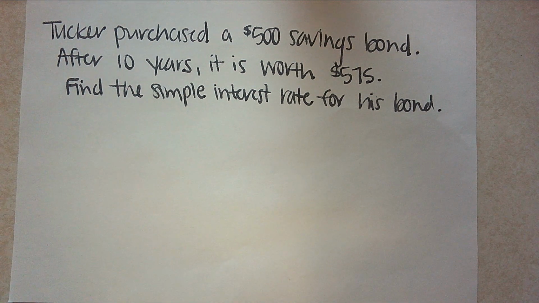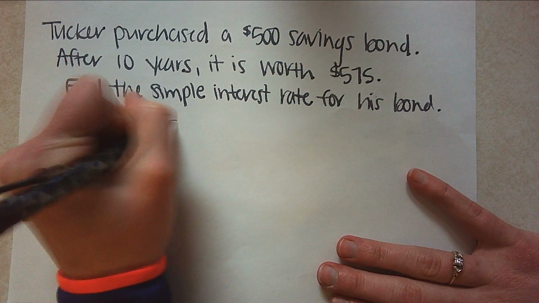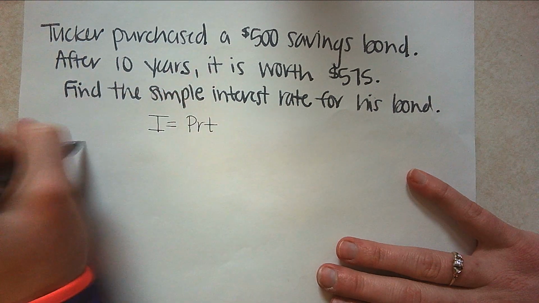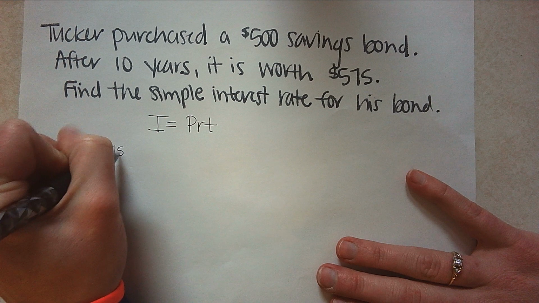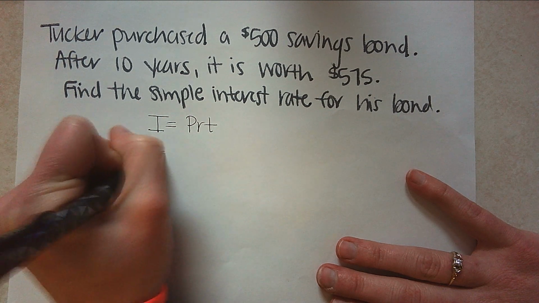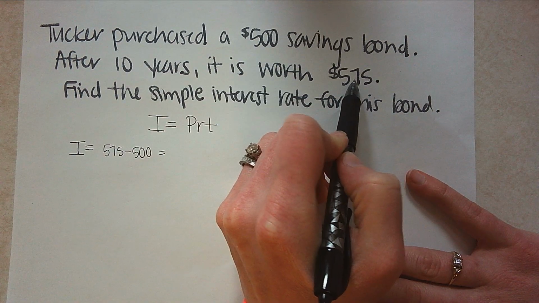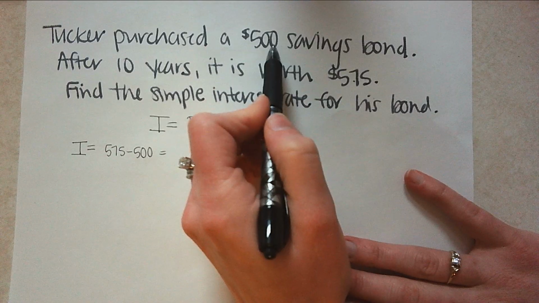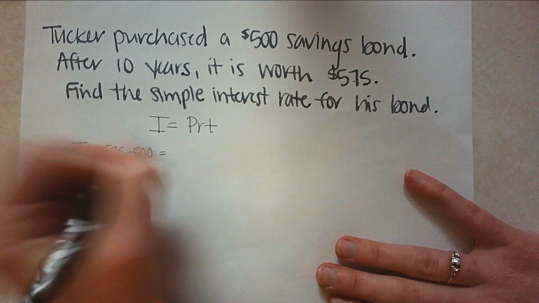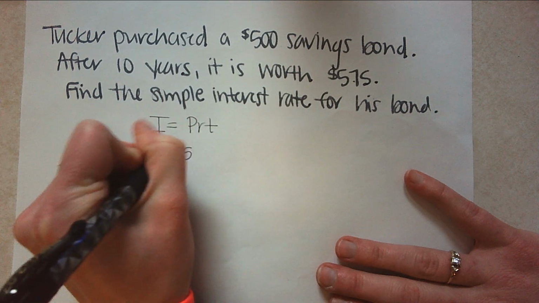So you should be checking your answers with me now. The equation we have is I equals PRT. My interest is 575 minus 500 because this is how much it's worth now. This is what I put in. My interest is the difference between the two. It earned $75 in that 10 years, and so my interest was $75.